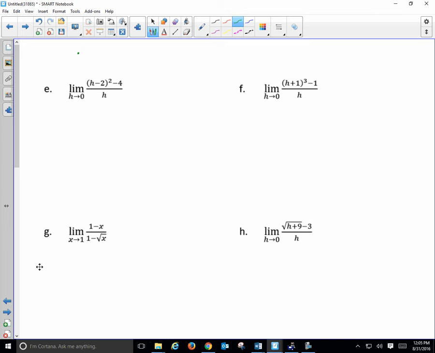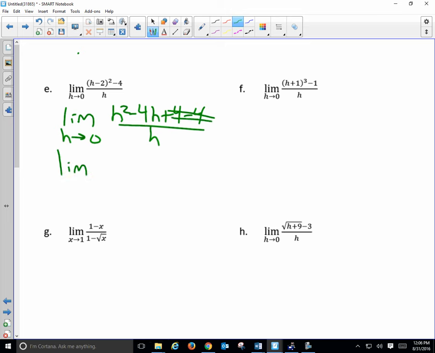What happens if you plug in 0 here? You get 0 on the bottom and 0 on the top. Let's try some fancy algebra. Limit as h goes to 0 of h squared minus 4h plus 4 minus 4. How did I get that? I multiplied it out. What happens? The 4's cancel. What else happens? Factor out the h. So I get the limit as h goes to 0 of h minus 4, which is negative 4. Thank you, Dulitzer.